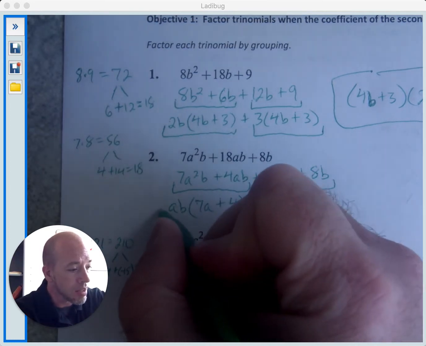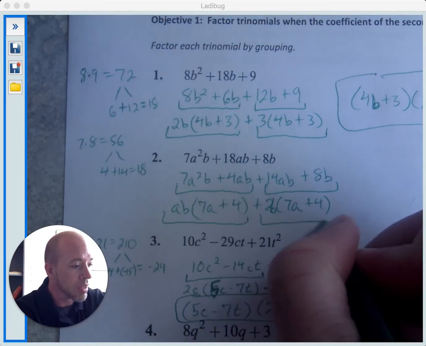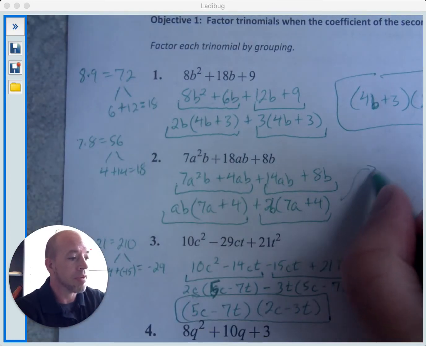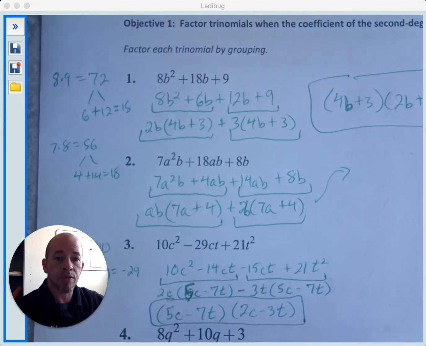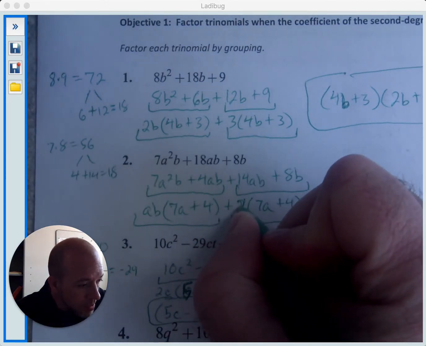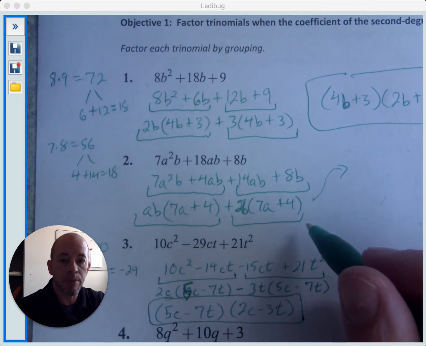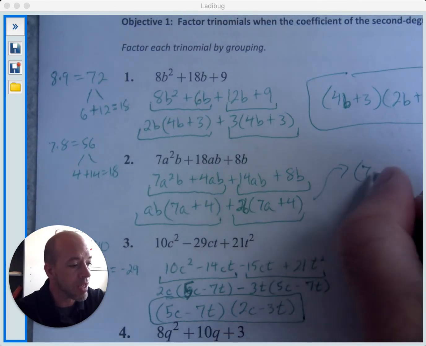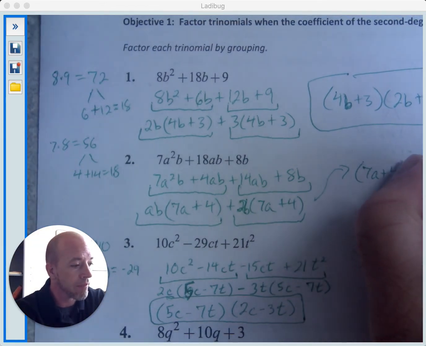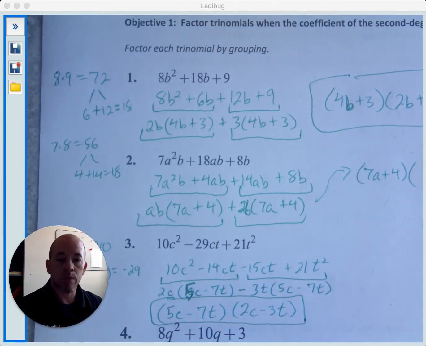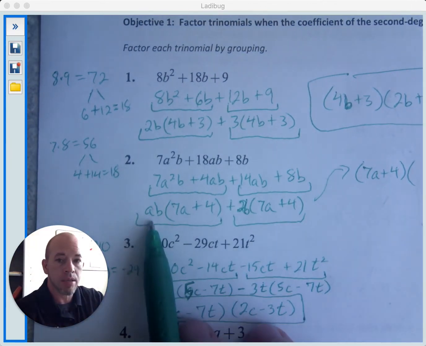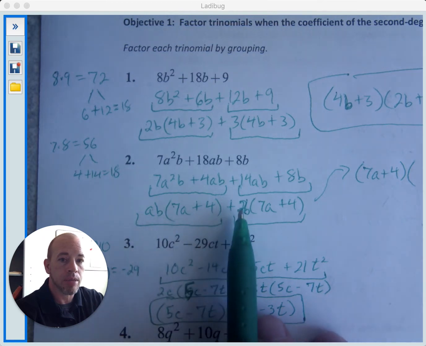So we, again, think of this as a group and this as a group. And then I'm going to write my answer up here. The 7A plus 4 then, that's 2B. 7A plus 4 we can take out of both of those groups. So we have a 7A plus 4. And what we are left with then is the AB here and plus 2B there.